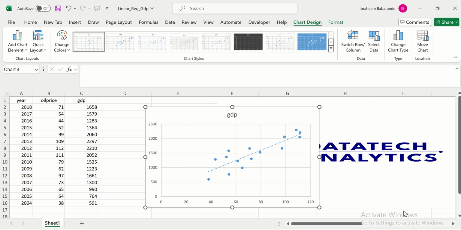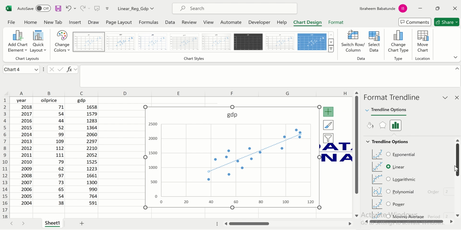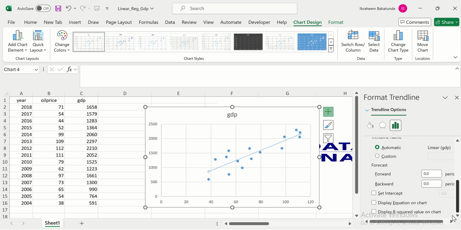Now, I can also go to more options so that I can have the regression equation. Then you just need to come down like this. If you want to show your intercept, you can click on it, but I need to show display equation on chart. I want to see the regression equation. As you can see, I have it. Then the R square I was talking about earlier, let's see it. You can see it is 75%. It means that GDP is explained by oil price by 75%. That is the implication of this: it has influence on GDP.